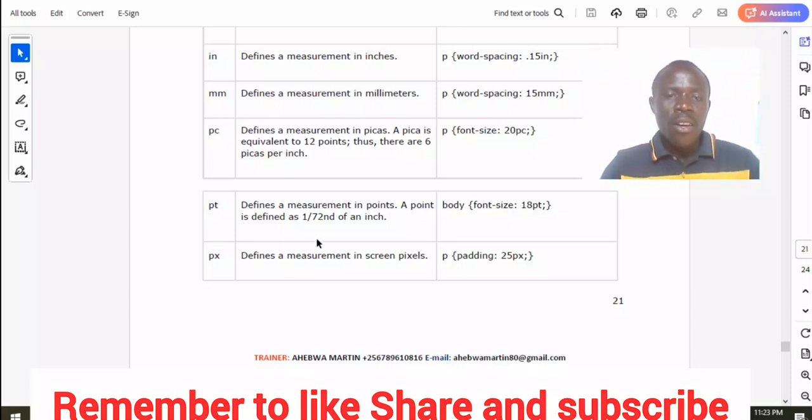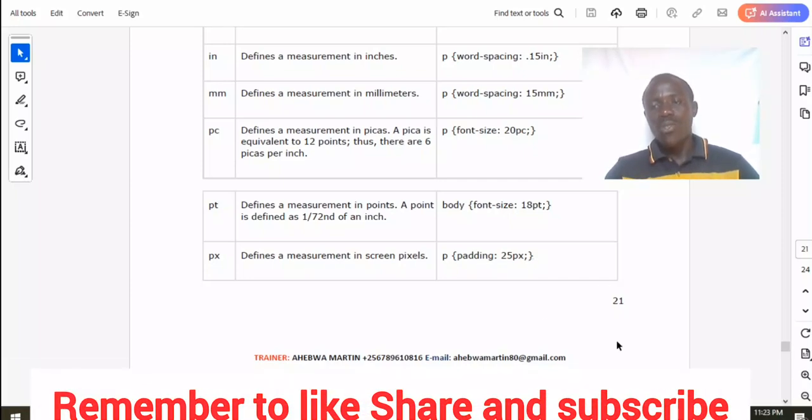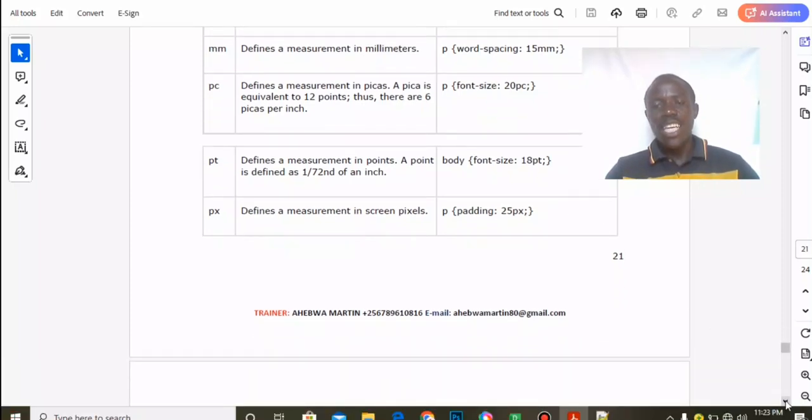So let's continue. We have a pixel, that is px, defines a measurement in screen pixels. So p padding 25 pixels. So that is it. You can apply these ones as how we have been doing in CSS.